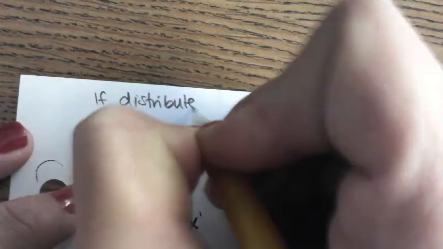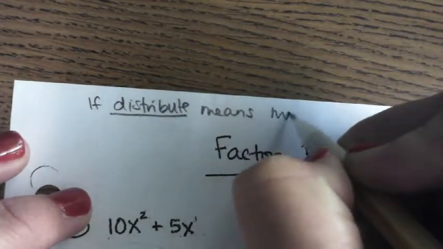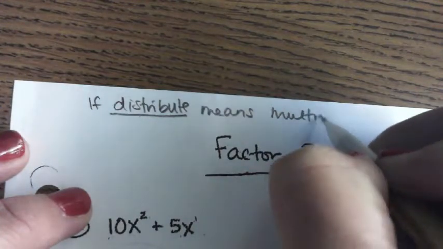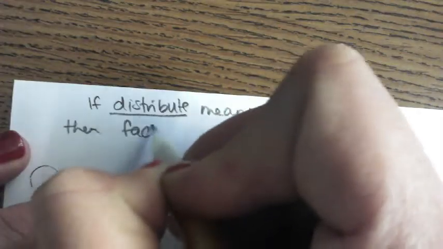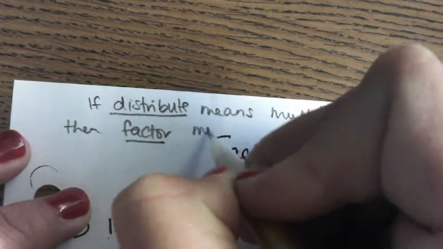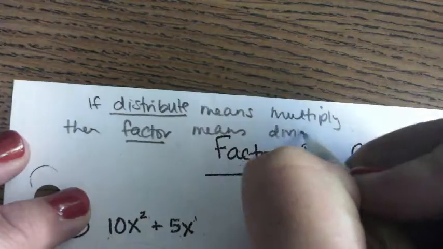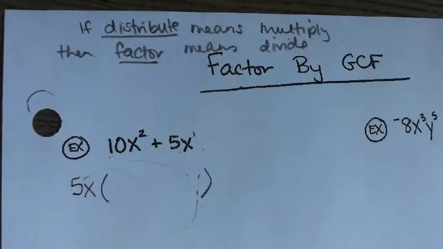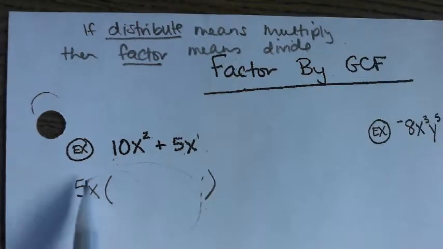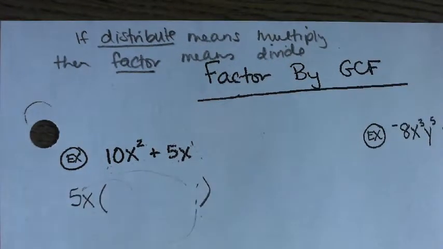If distribute means multiply, then factor means divide. So we are deciding, instead of multiplying the 5x through, we are actually dividing the 5x out.